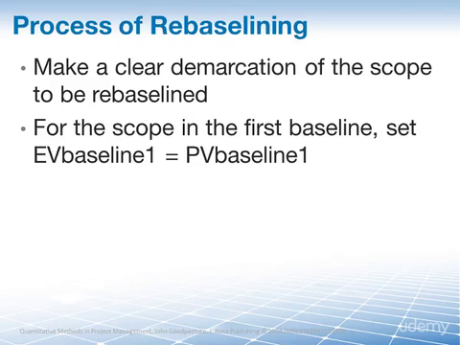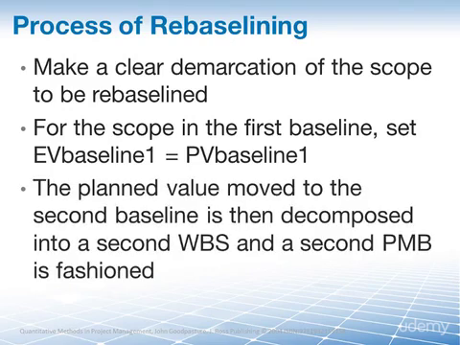The planned value moved to the second baseline is then decomposed into a second WBS, and a second PMB, a second performance measurement baseline, is fashioned. The second WBS does not need to be structured the same way as the first WBS, but the scope that moves should be mapped from WBS1 to WBS2.